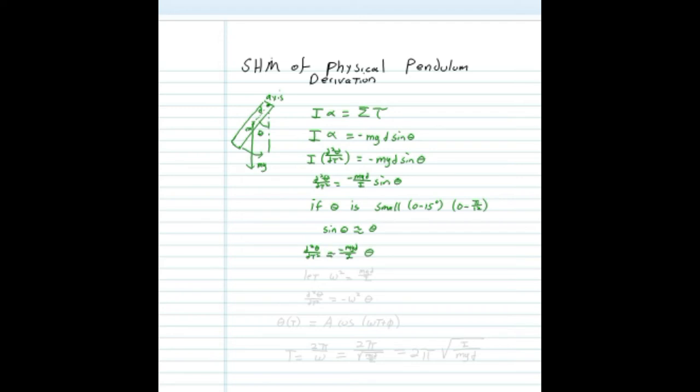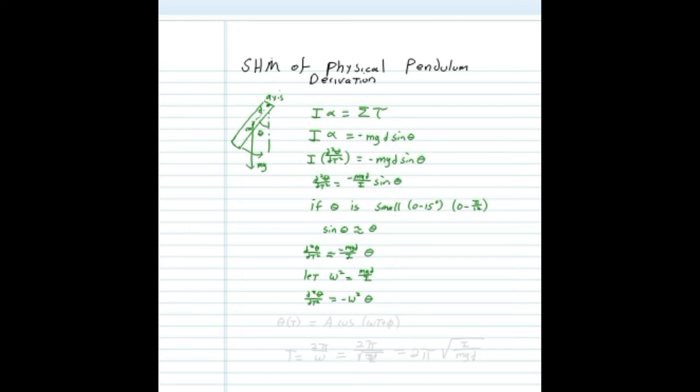And this looks pretty familiar to what we did with simple harmonic motion for a simple pendulum. If we were to say that we could define omega squared equals mgd over I, then we could say the second derivative of theta with respect to time equals negative omega squared times theta. And we've seen this differential equation many times before.